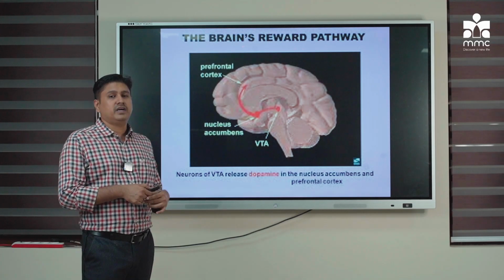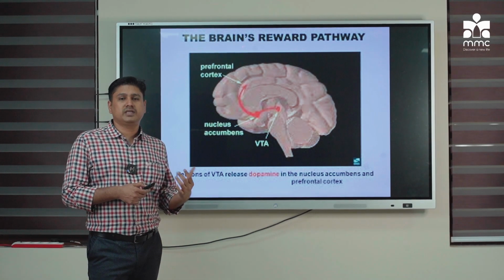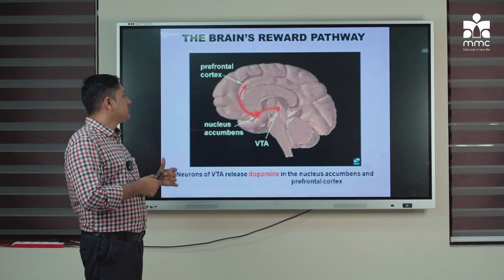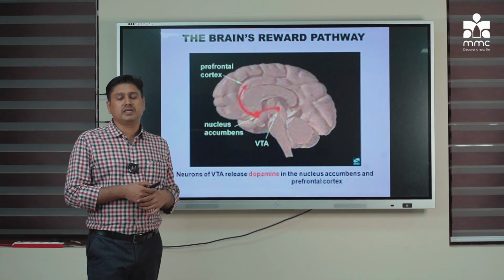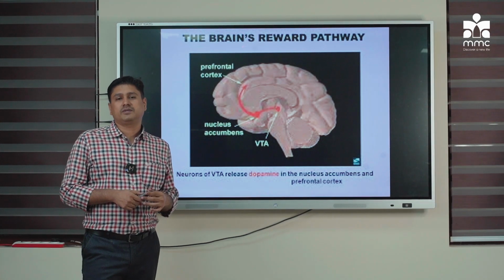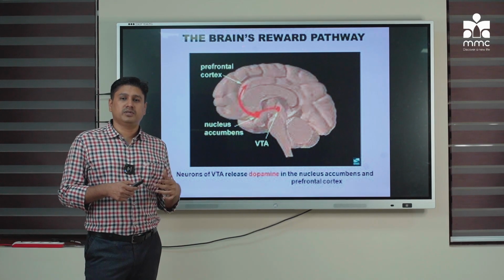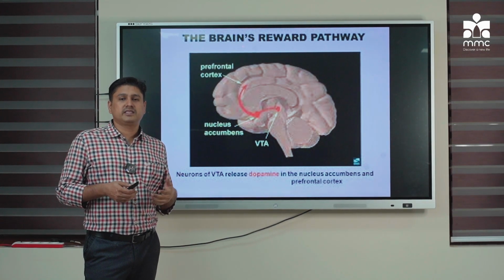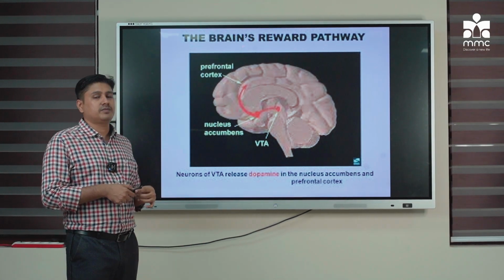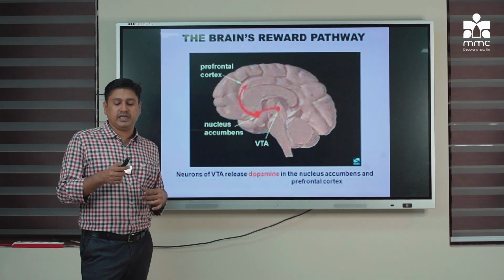Coming to the mechanism of addiction, it is based on the brain reward pathway. Suppose a person is addicted to alcohol, it is due to the release of dopamine. On chronic intake, dopamine is released, which gives a pleasant signal to the person, which makes him dependent on it. So dopamine is the key molecule which makes the patient addicted to alcohol.